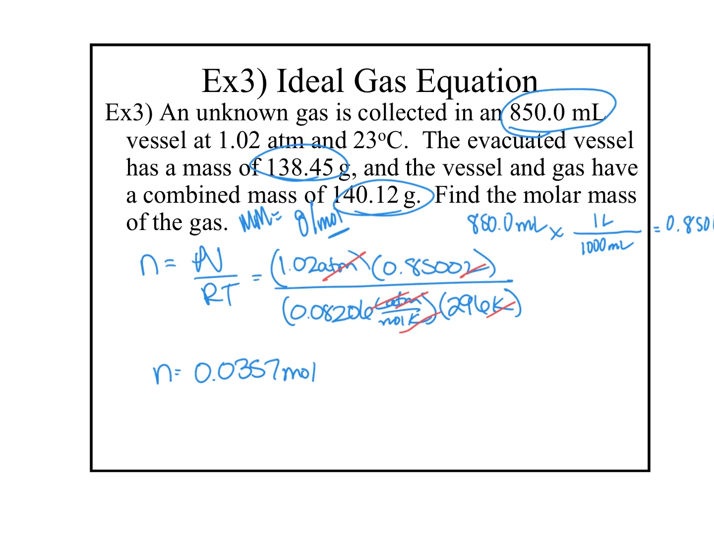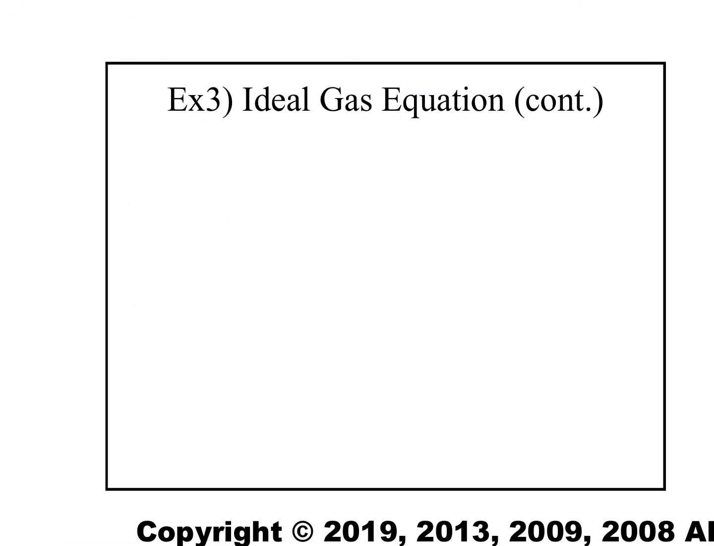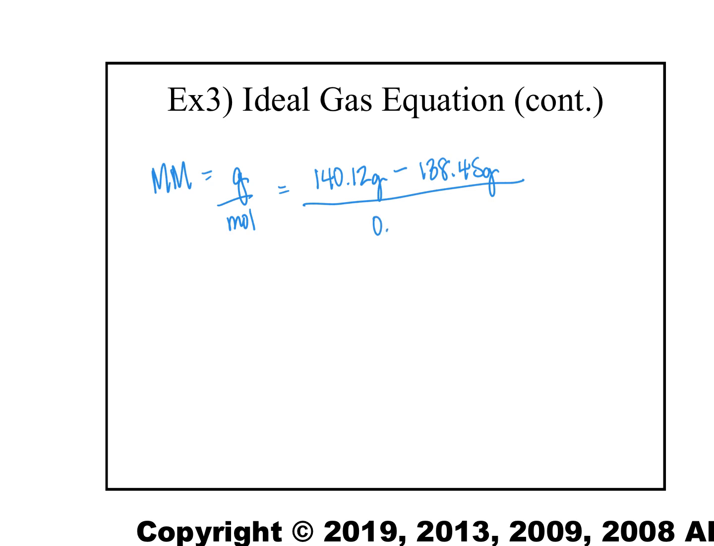So I'm going to jump to the next slide, because they gave us a lot of space to do this problem. We just said that molar mass is grams per mole. So I need to find my grams. So I'm going to look back to my problem. I have 140.12 grams minus the empty vessel, which is the 138.45 grams, divided by the moles that I just found, 0.0357 moles.